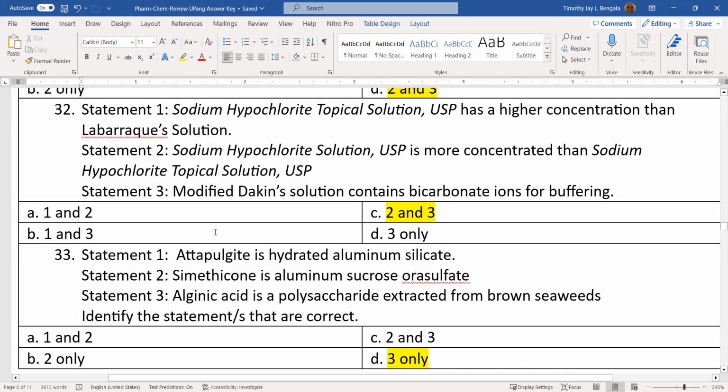So yung attapulgite. Yung simethicone, ito yung silica. Okay? So yung aluminum sucrose sulfate would be sucralfate. While simethicone would be your silicone base anti-flatulence agent. While your alginic acid is correct, na isa siyang polysaccharide galing sa brown seaweed. So for here, statement number 3 lang yung tama.